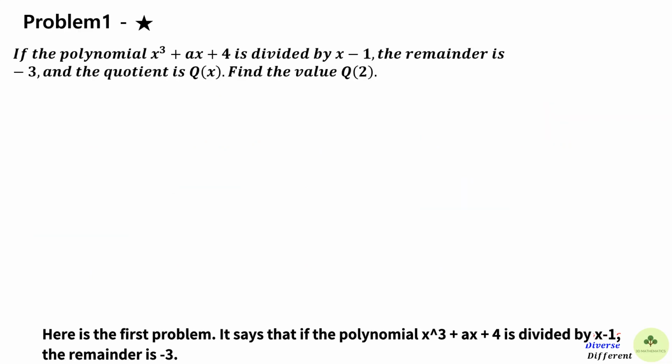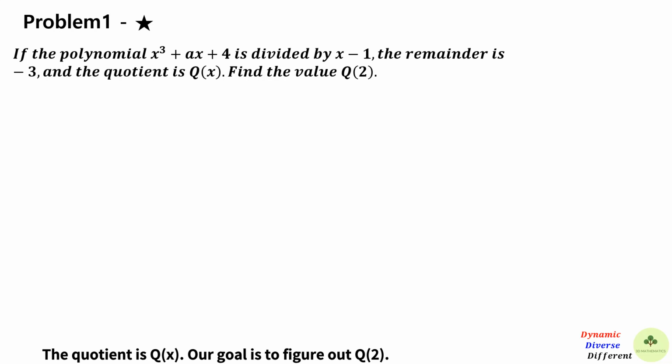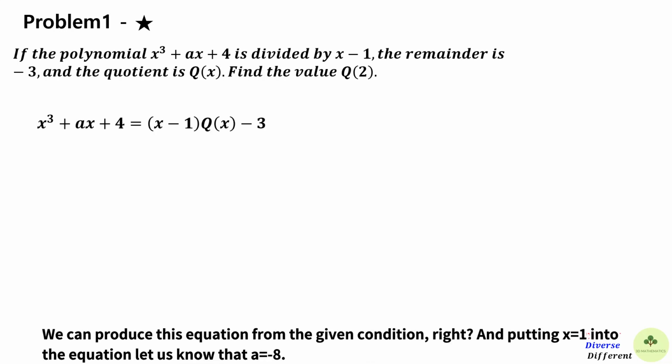Here is the first problem. It says that if the polynomial x to the 3 plus ax plus 4 is divided by x minus 1, the remainder is minus 3. The quotient is q of x. Our goal is to figure out q of 2. We can produce this equation from the given condition, right? And putting x equals 1 into the equation lets us know that a is equal to minus 8.